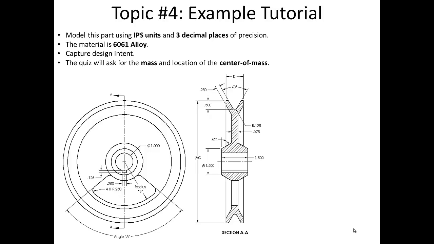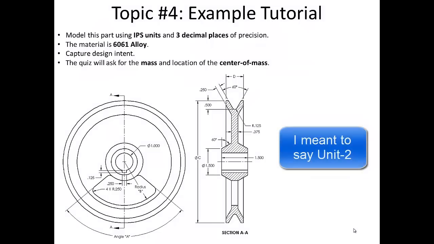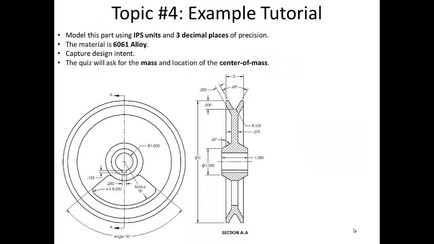The quiz will ask for the mass and location of the center of mass to test and see if you modeled the part correctly. You will notice that the part is described using a typical ANSI drawing containing an orthographic view as well as a section view. This is intended to give you more practice with the skills you developed back in Unit 1. It is important to become good at looking at two-dimensional views of an object and being able to envision the three-dimensional part in your mind.